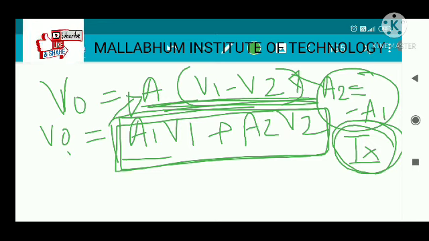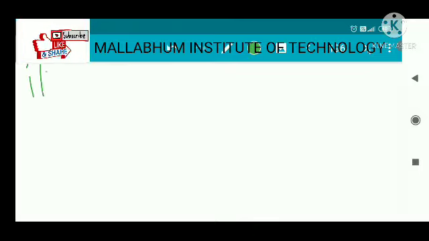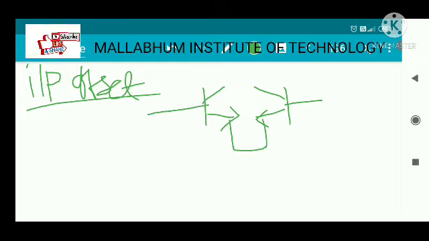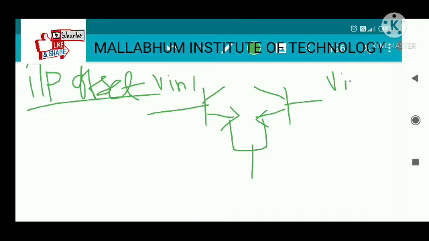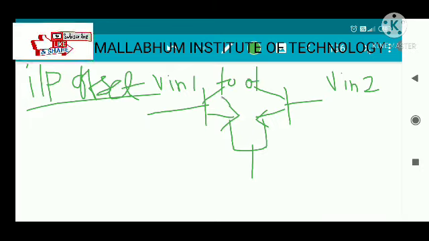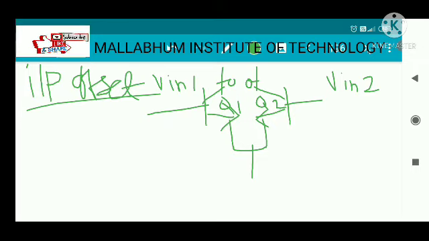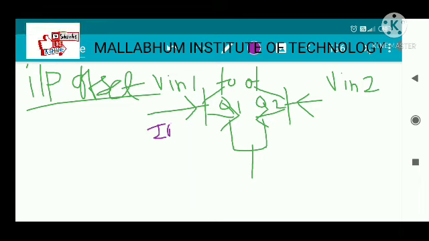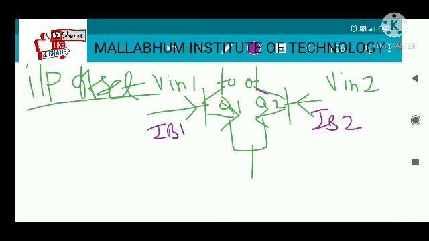Next is the input offset current. Now what do we mean by the input offset current? We know the configuration is something like this. This is the voltage V in 1, this is the voltage V in 2, and this is the output voltage. This is the transistor Q1, this is the transistor Q2, and this is the base of both the transistors. Current is entering the base of both the transistors, IB1 and IB2. This is the base terminal, this is the collector terminal, this is the emitter terminal.